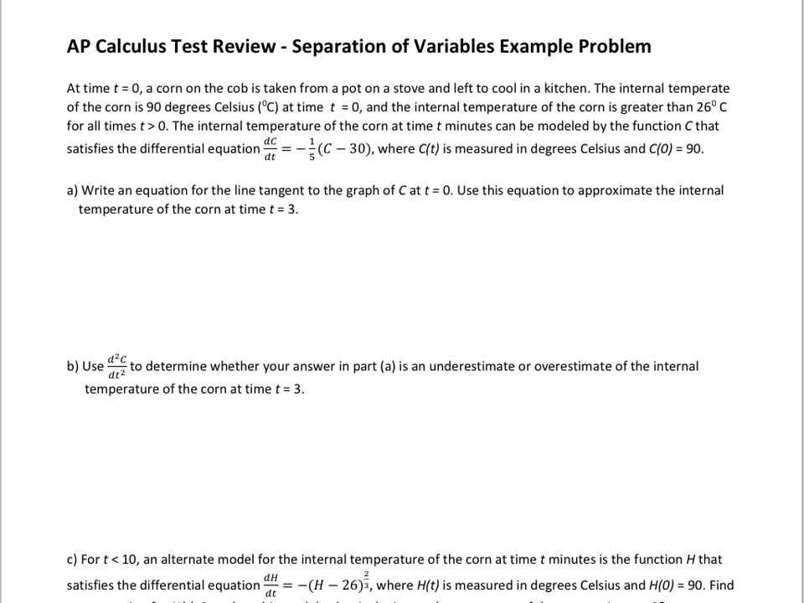It says at time t equals 0, a corn on the cob is taken from a pot on a stove and left to cool in a kitchen. The internal temperature of the corn is 90 degrees Celsius at time t equals 0. Okay, so that's kind of important right there. This is our initial condition, its initial value. It's 90 degrees Celsius at time t equals 0. And the internal temperature of the corn is greater than 26 degrees Celsius, sorry, for all times t greater than 0.